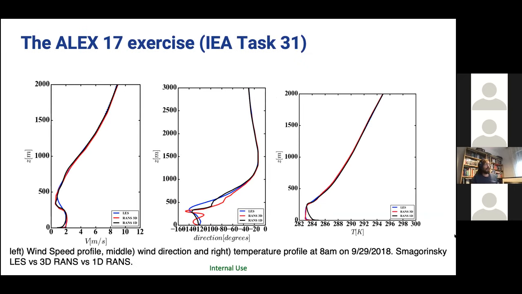First, we have done some validation just with plain terrain, comparing the precursor coupled with WRF, the Alia RANS model, and the LES model, the one that we have on Alia. And we can see that we have very similar velocity profiles, temperature profile, and wind speed direction. So this was very good for the previous validation.